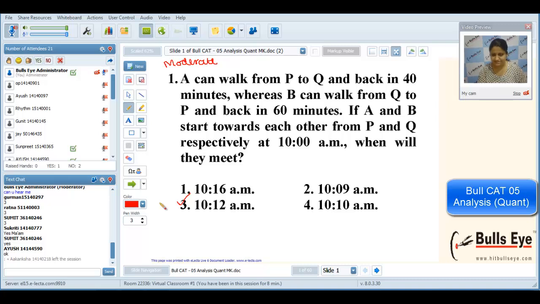See, whenever there is a TSD question, there are two approaches always. One is by using ratio, or you can use the equation as well. So I'm skipping this question. Answer for this is third option.